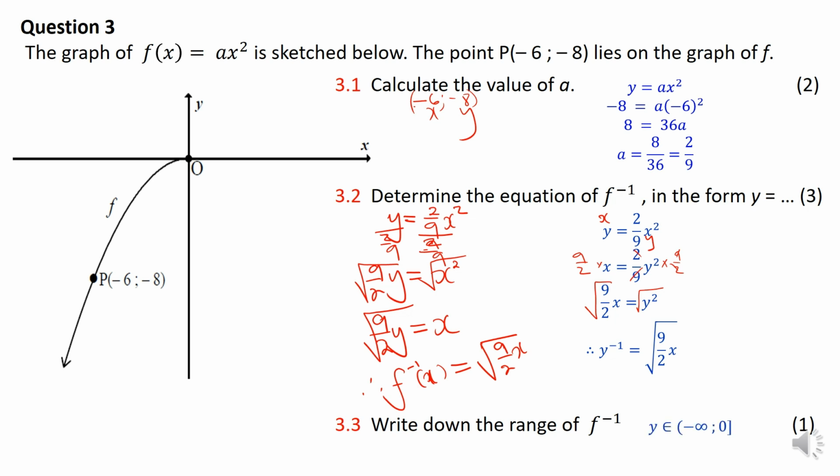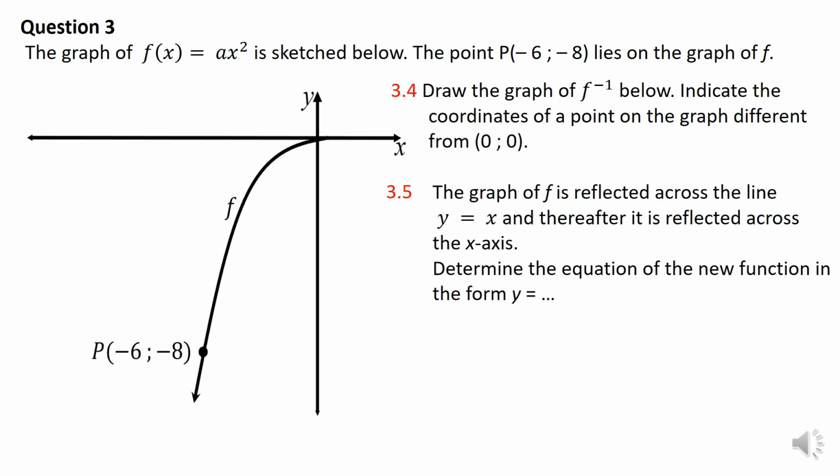Then number 3.3, we've explained this one. The range is from negative infinity up to 0. That answers 3.1, 3.2, 3.3, no problems at all. Let's look at the next one, 3.4 and 3.5.